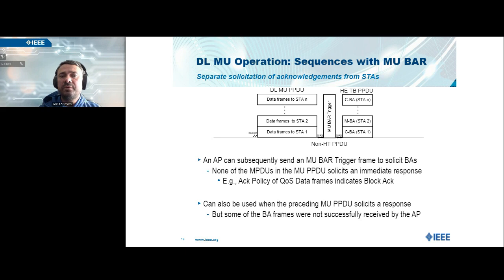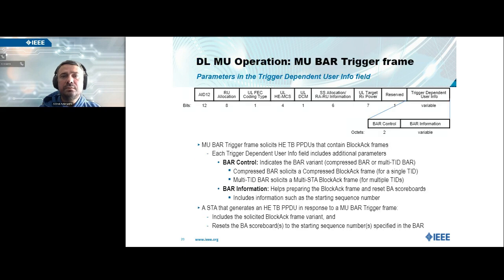And the MU-BAR trigger frame performs essentially the same functionality, plus the addition that it tells the stations to reorder their buffers and send all successfully received data frames to the higher layer. So, a very brief overview of the MU-BAR trigger frame. All the information that controls what type of block ACK is being solicited is carried in the trigger dependent user info field of the MU-BAR variant of the trigger frame.